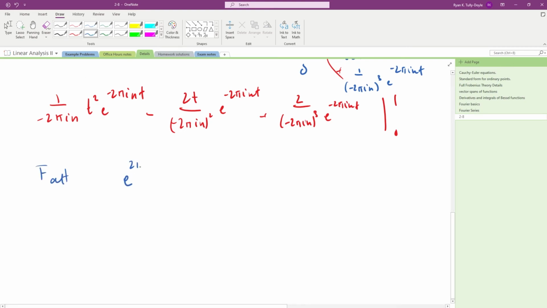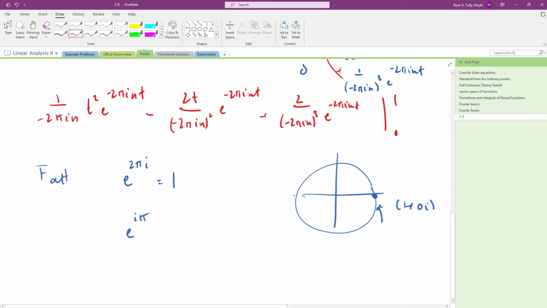e^(2πi) is 1, and it's 1 because it represents this point on the unit circle. That's the point 1 + 0i, which is 1. e^(iπ) represents this point on the unit circle, and that's the point -1 + 0i. So e^(iπ) is -1.